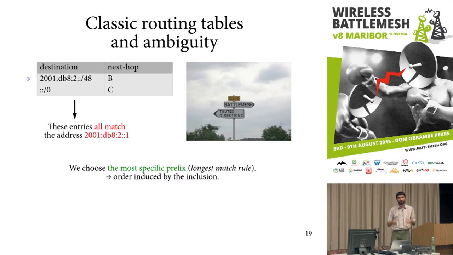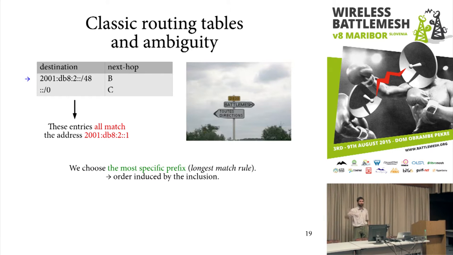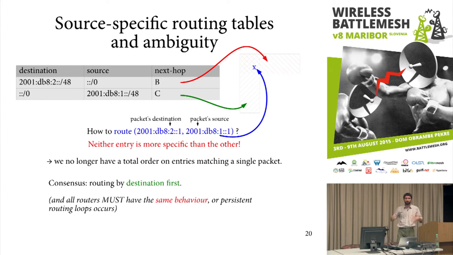Classically, in the routing table that you are accustomed to, your routing table can have multiple entries which match the same packets, so there is an ambiguity, but you're used to it. If you have such a routing table with a default route, so all direction going to the right, and a more specific route going to the left, if you want to go to the battle mesh, you will clearly take the more specific route. It's a completely intuitive thing, like on the road, and that's the same thing that happens in routing.